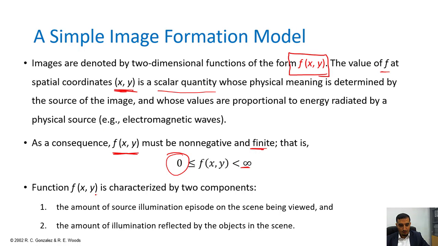So the function f(x,y) is characterized by two main components, which are the illumination amount and the reflection amount: the illumination of the source and the reflection of the object. So these are the main things. If you have good illumination and good reflection, you get high intensity.